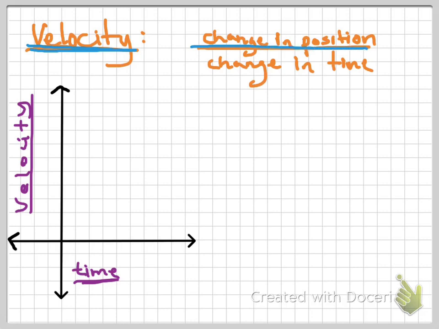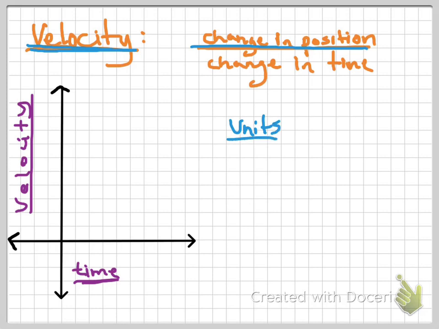And so when we go to graph it, we graph it on a time and velocity XY axis, a time and velocity graph. And so velocity, let's write a little note over here. When we measure it, the units are how fast something's happening.